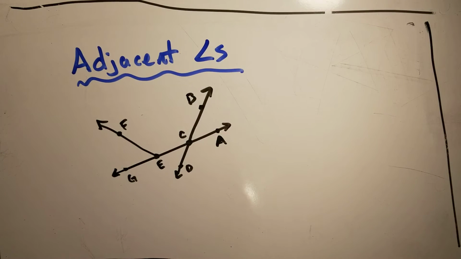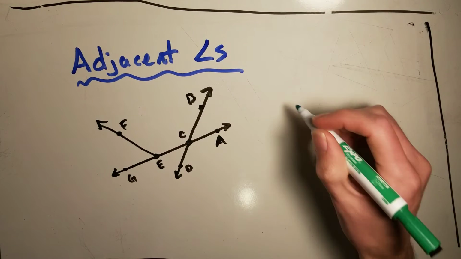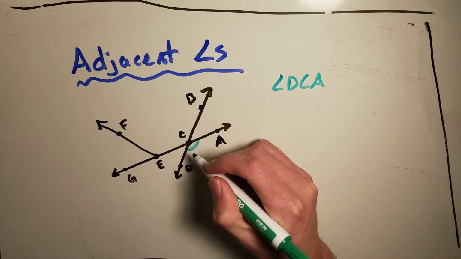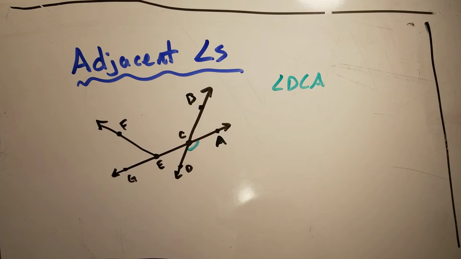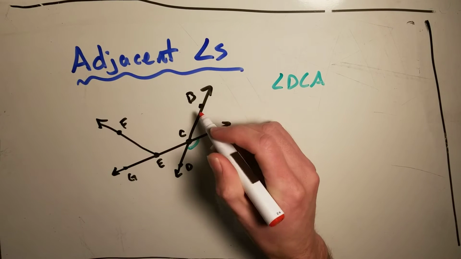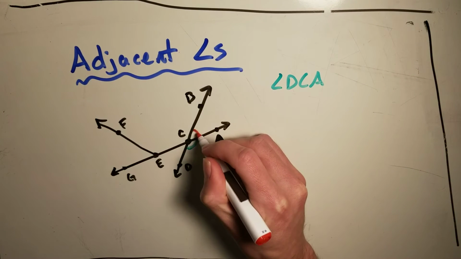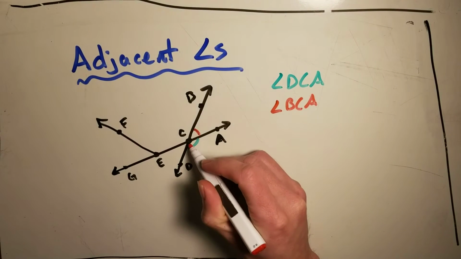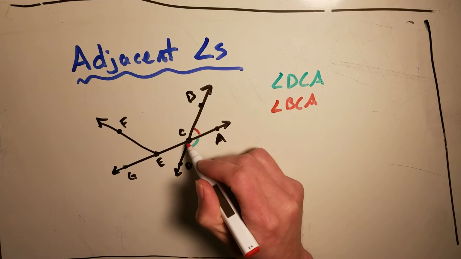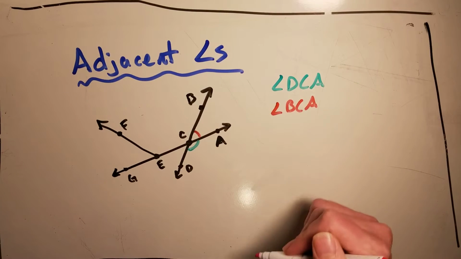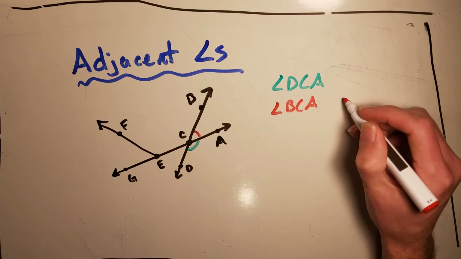So let's start with angle DCA. So angle DCA, that would be this angle here. To be adjacent to DCA, I'm going to name two angles here that are adjacent. One of them would be BCA, right over here. So angle BCA. And this is adjacent because they share the vertex C, and these two angles share our ray with the side CA. So BCA is adjacent to DCA. So these are a pair of adjacent angles.